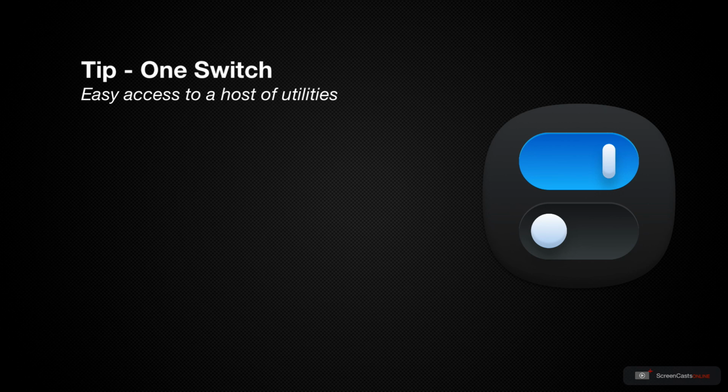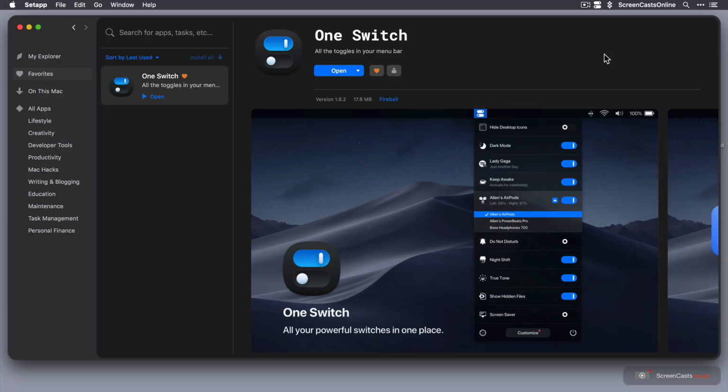This week's tip video is all about OneSwitch, a handy menu bar utility available as part of your SetApp subscription or available for $4.99 from the developer's website over at fireball.studio. So this is the OneSwitch page over in SetApp. Now I've already downloaded and installed the application, so let me just pop SetApp out of the way.